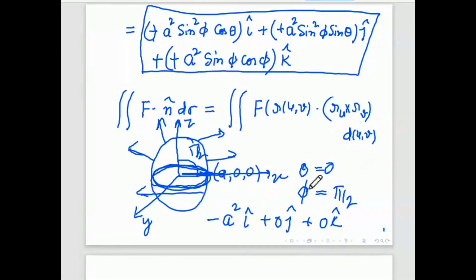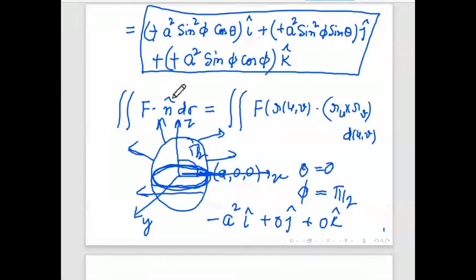So for theta equal to 0 and phi equal to pi by 2. Why phi equal to pi by 2? Because phi is the angle from the z-axis. So at this point on the x-axis, the angle from the z-axis is pi by 2. That's why phi is pi by 2. And if you put it here, you will get the value minus a square i cap, 0 j cap and 0 k cap. So this is inward to the sphere. It is not the outward direction. So that's why we have to make this sign a plus.